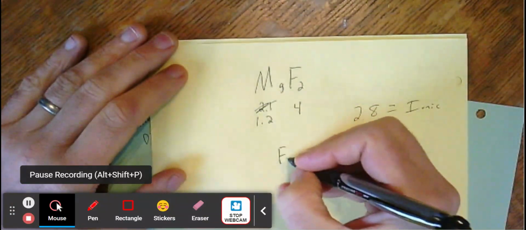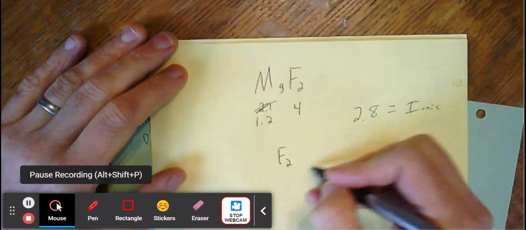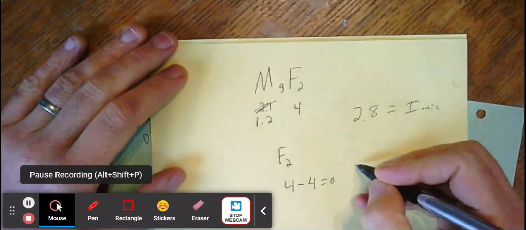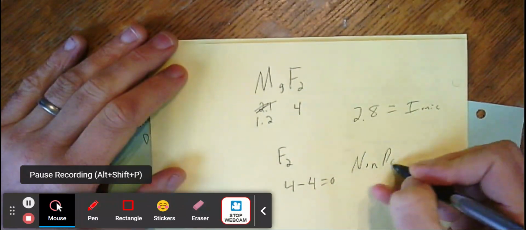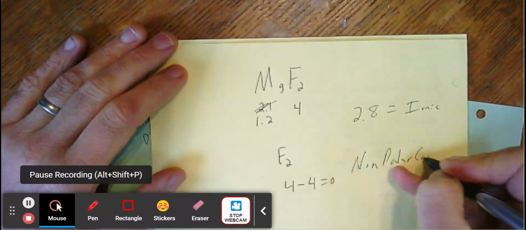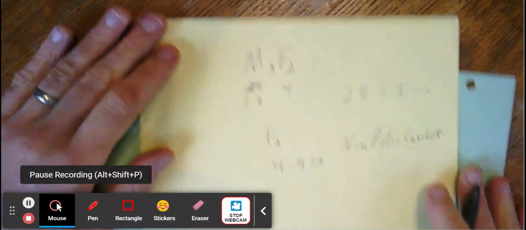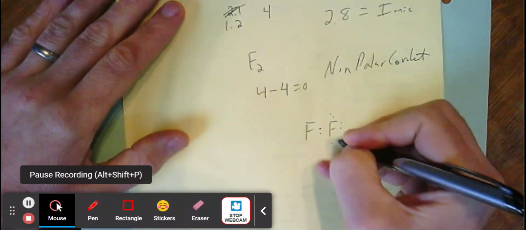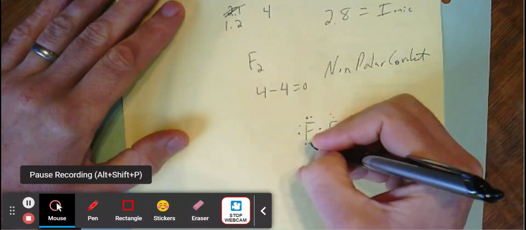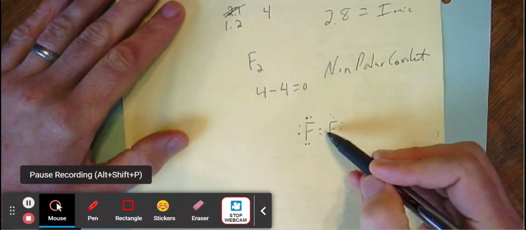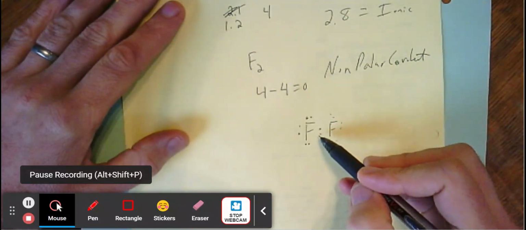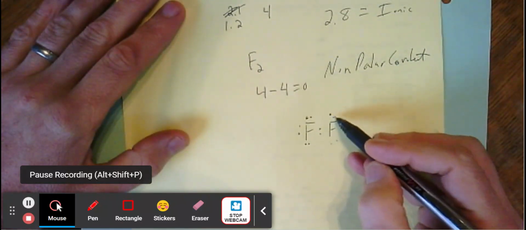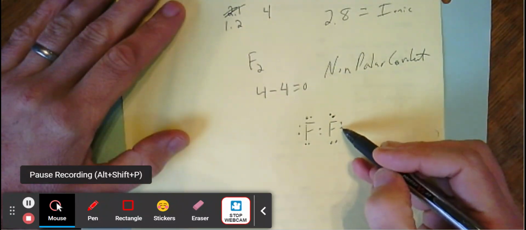What about F2? Well, 4 minus 4 is 0. Therefore, this is nonpolar covalent. But in actuality, when I said all bonds have different variance of character, it doesn't mean that these electrons are always directly in the center. It means that they're going to move around, and one end could polarize a wee bit, and that's how you get London dispersion forces.